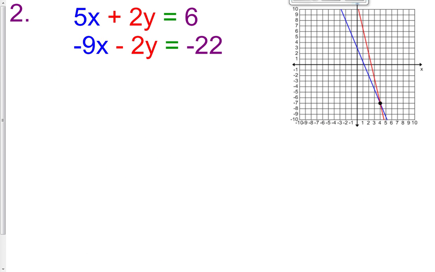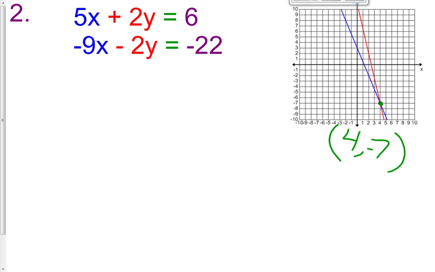Let's practice this one. If you were to graph these, the two lines would cross right there, which is right 4 and down 7. Right 4, down 7. Let's see if we get this exact same solution by doing the elimination method.